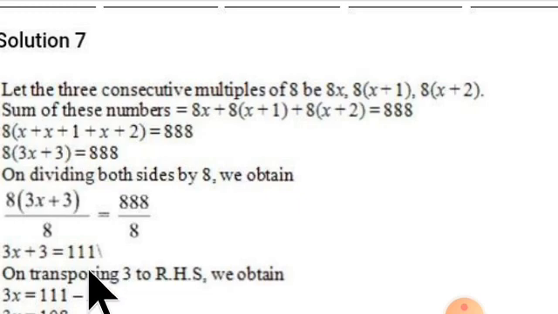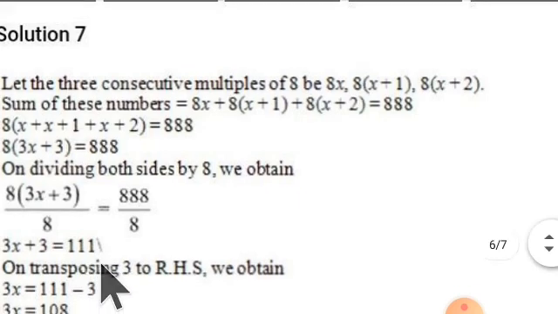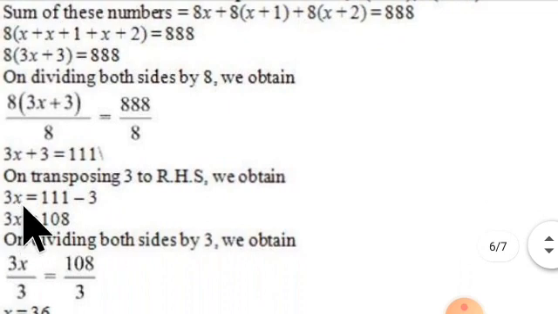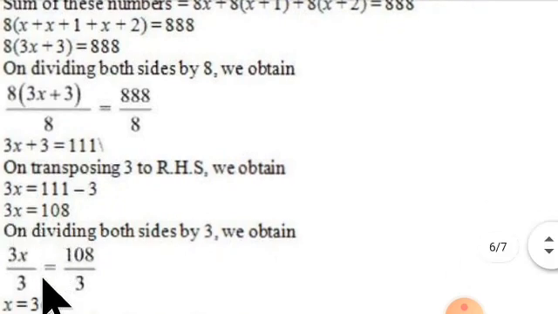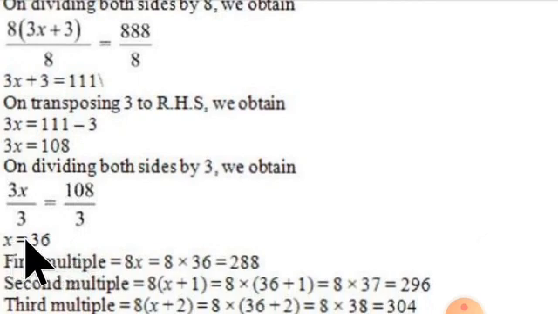Now this plus 3 will go on the right side. It will become minus. So 3x is equal to 111 minus 3. 3x is equal to 108. Now x is multiplied by 3, so we will divide by 3 both the sides. So 3x upon 3 equal to 108 upon 3. x is equal to 36.